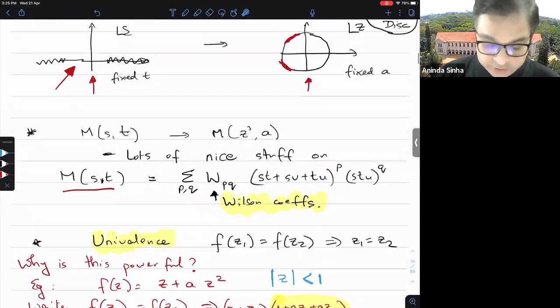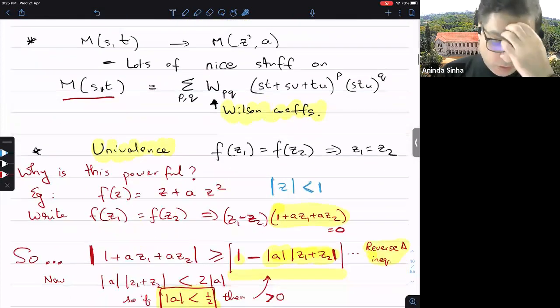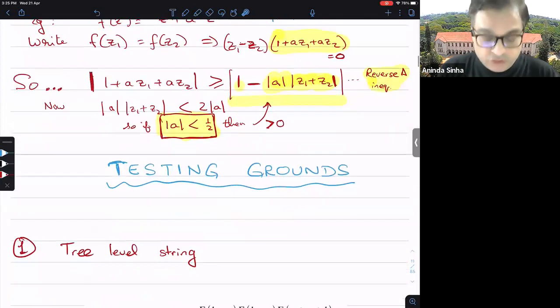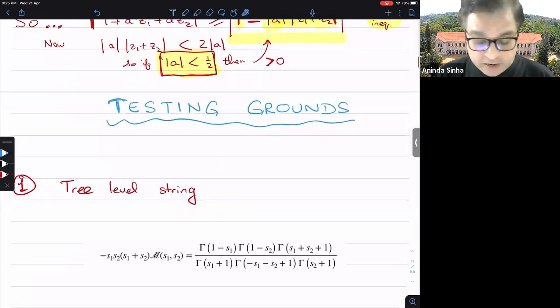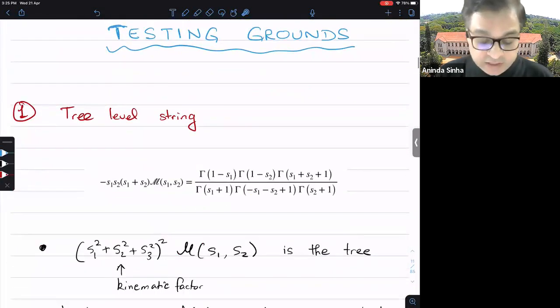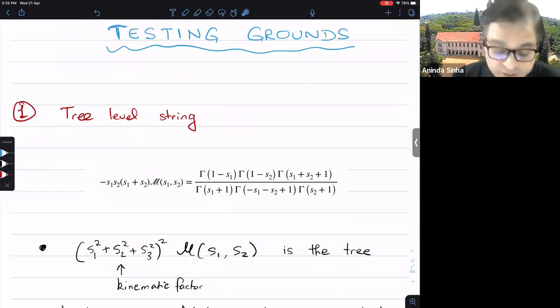Okay, so this is the big picture. Now, you will say that, fine, you're talking about things that are not very familiar to us. What are you going to test it against? How do you know that whatever you're talking about is correct? So there are two things I'm going to test it against. Well, there are basically three things.